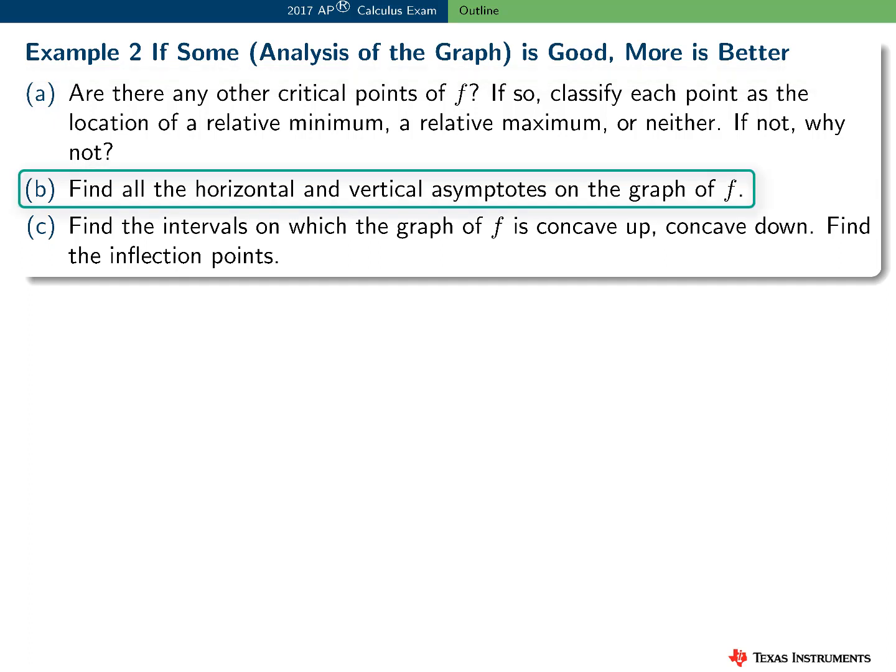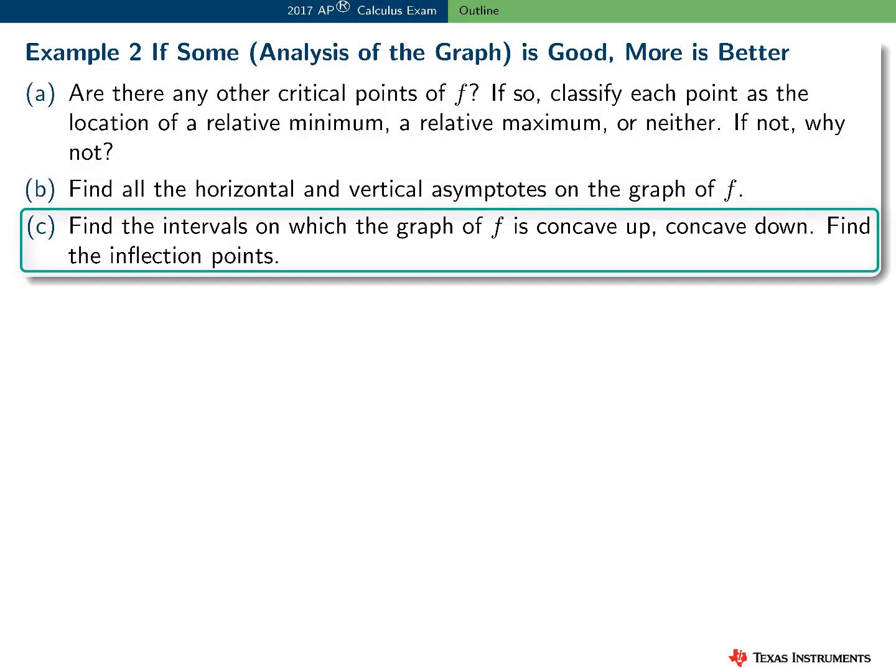Find all the horizontal and vertical asymptotes on the graph of f. And find the intervals on which the graph of f is concave up or concave down. And find the inflection points. Oh, and I'm going to leave this problem for you to answer.